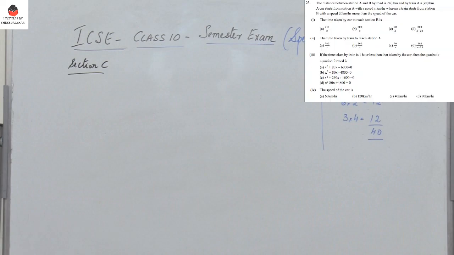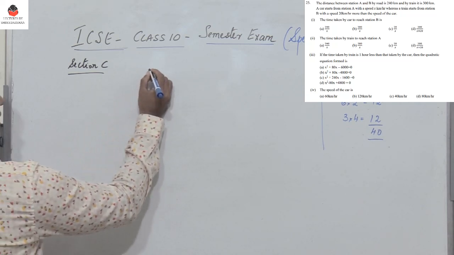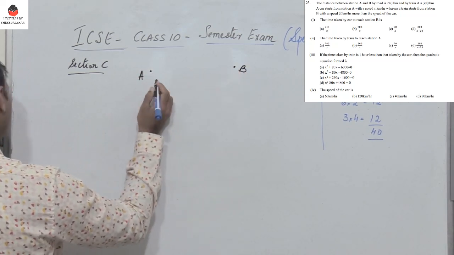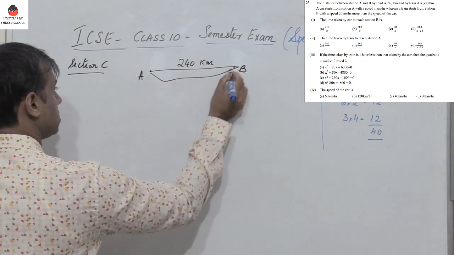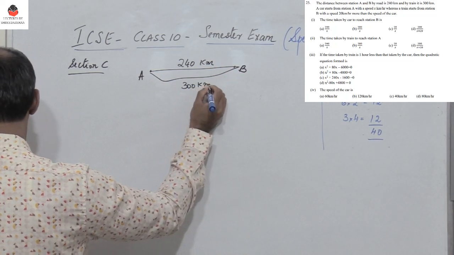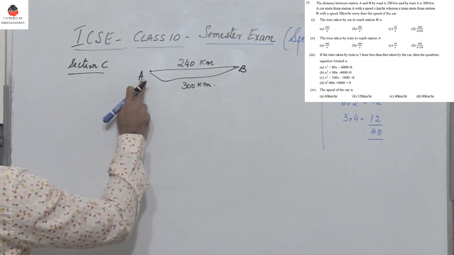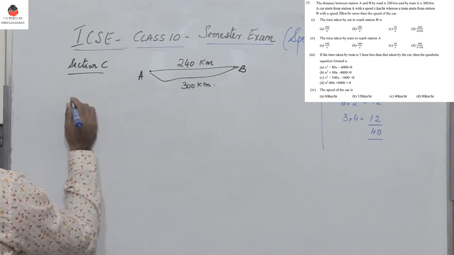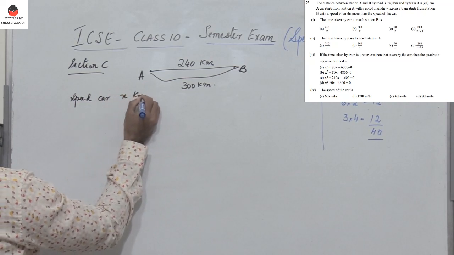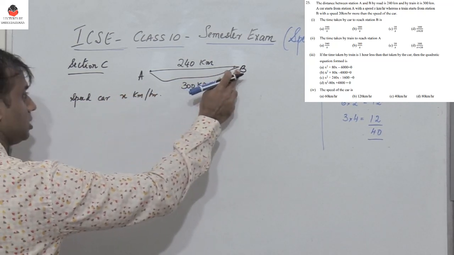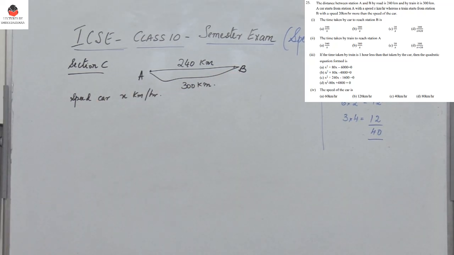Now section C, question 23. The distance between A and B, it's a very easy question. A and B by road is 240 kilometers and by train is 300 kilometers. Now a car starts from A with speed x. So the speed of car is x kilometer per hour, and if the train starts from B with a speed of 20 kilometer per hour more than the speed of car.